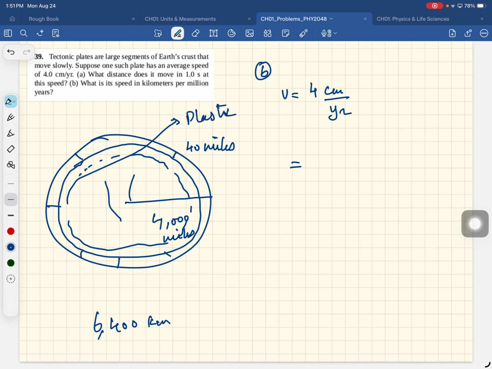and 1 year is 365 days. Each day is 24 hours. Each hour is 3,600 seconds. So that's how many seconds there are in a year.